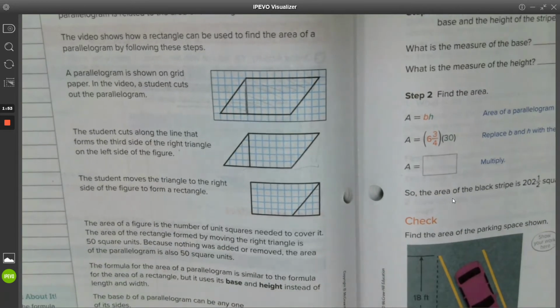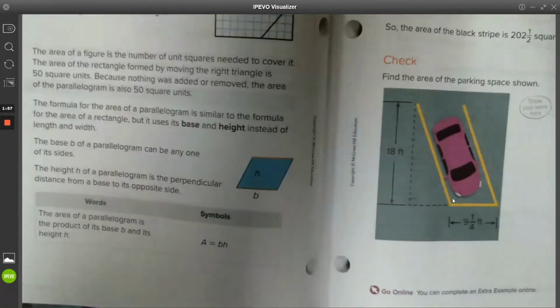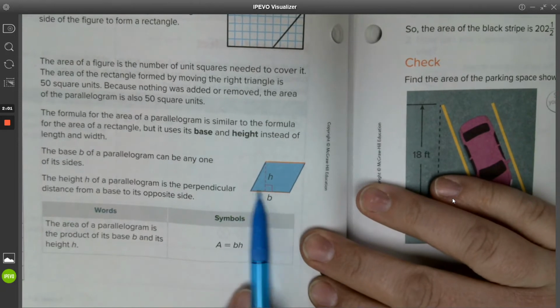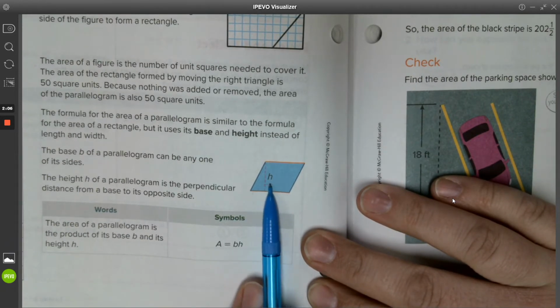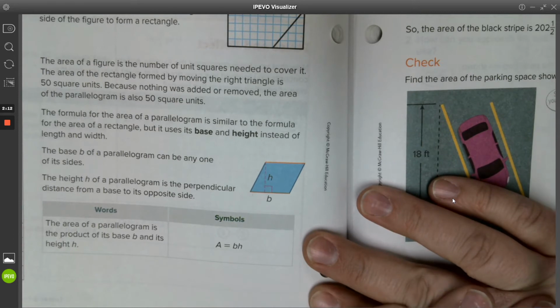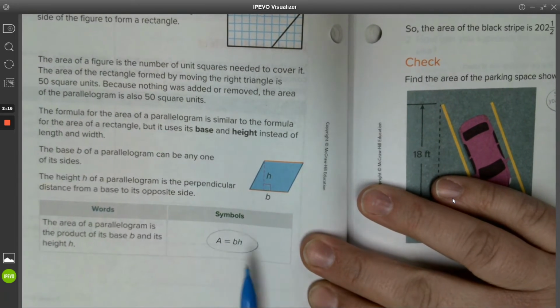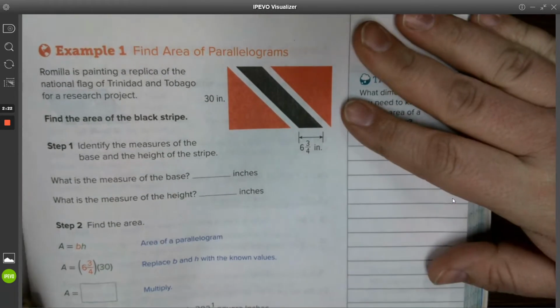Okay. Now, when we talk about base and height of parallelograms, a base is any one side. It could be any side of the parallelogram. The height is then measured perpendicular from the base, meaning it makes a right angle, to the highest point of that shape. The formula that we would use to find area is then area equals the base times the height. So let's take a look at example 1.